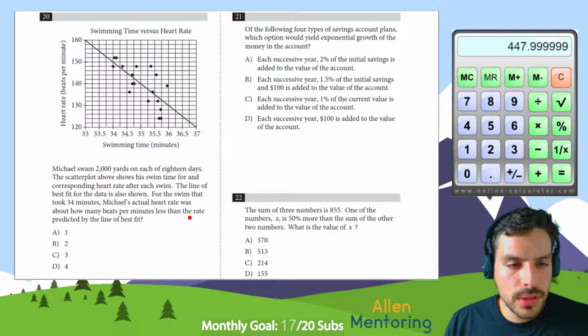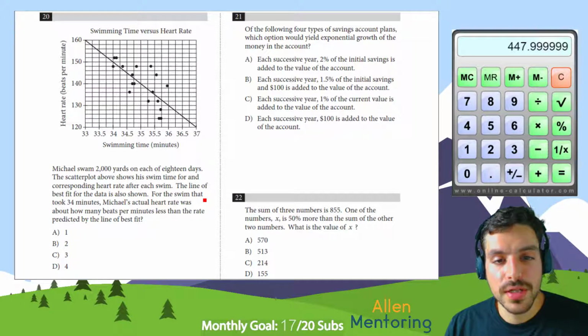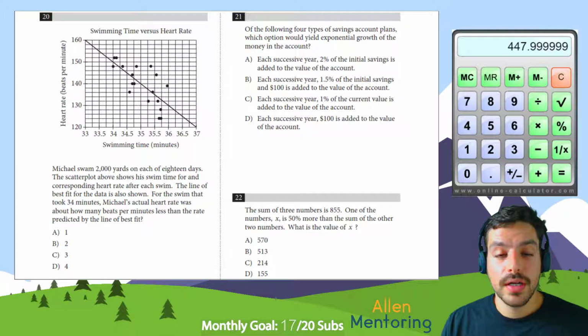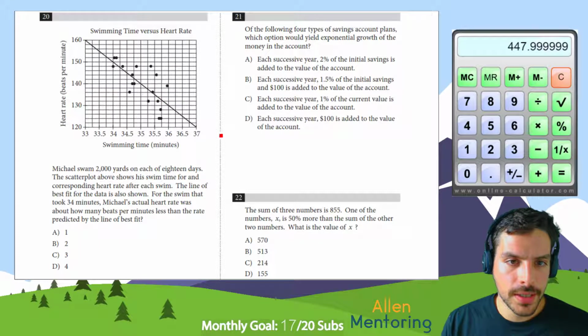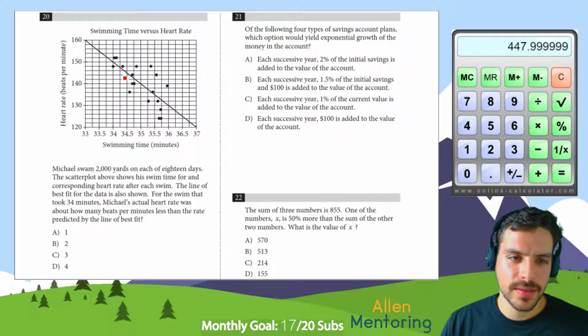Michael swam 2,000 yards on each of 18 days. It's a lot of yards, it's a lot of days. The scatter plot above shows his swim time and corresponding heart rate after each swim. The line of best fit for the data is also shown. That is this line here. For the swim that took 34 minutes, Michael's actual heart rate was about how many beats per minute less than the rate predicted by the line of best fit.